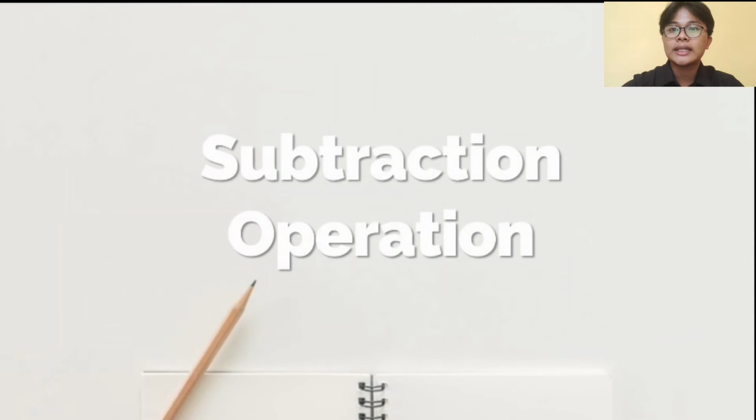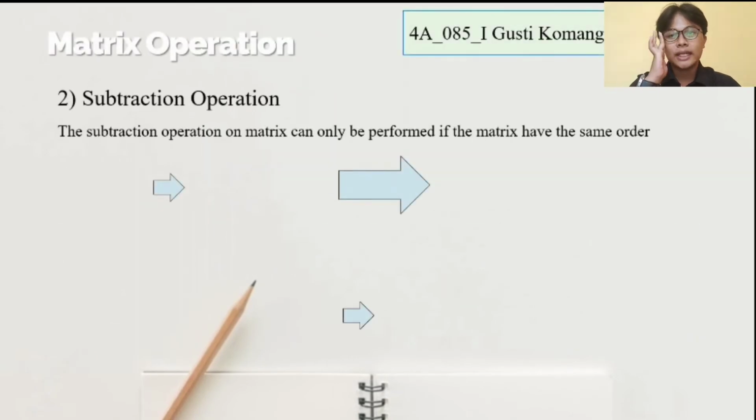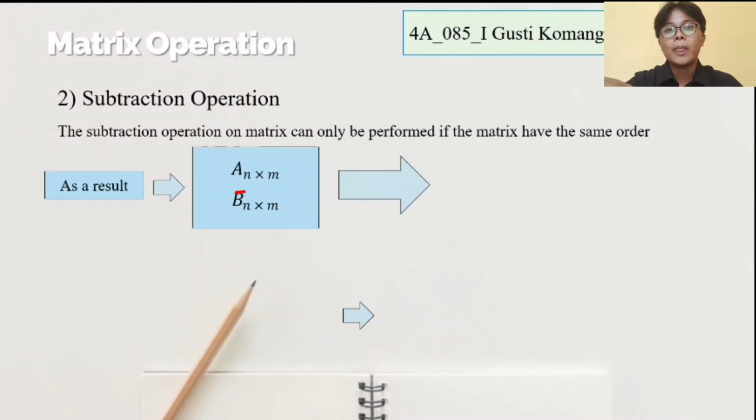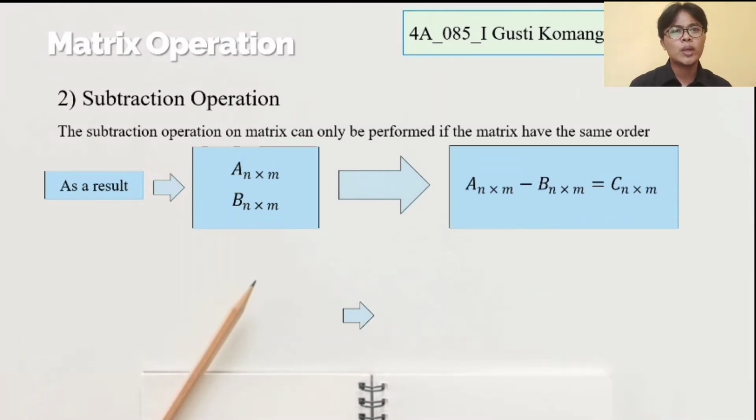The second operation is the subtraction operation. Same as the addition operation, the subtraction operation on matrices can only be performed if the matrices have the same order. If matrix A has the order n times m, and matrix B also has the order n times m, then the subtraction of matrices A and B produces a new matrix C, which has the same order, that is n times m. And the elements in matrix C are the subtraction of corresponding elements of A and B.